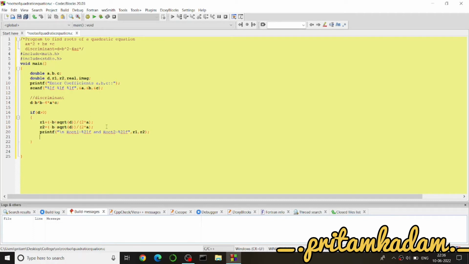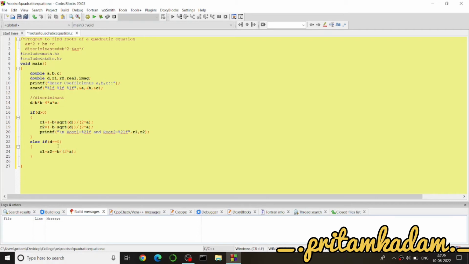Now this is completed. Now we have to check if d's value is 0 or not. So else if d double equals 0, it means both the roots would be equal. So we can directly write r1 equals r2 equals minus b by 2a. So let us write it down. r1 equals r2, which is equal to minus b upon 2a. So minus b upon, in the bracket, 2 star a, and then a semicolon.